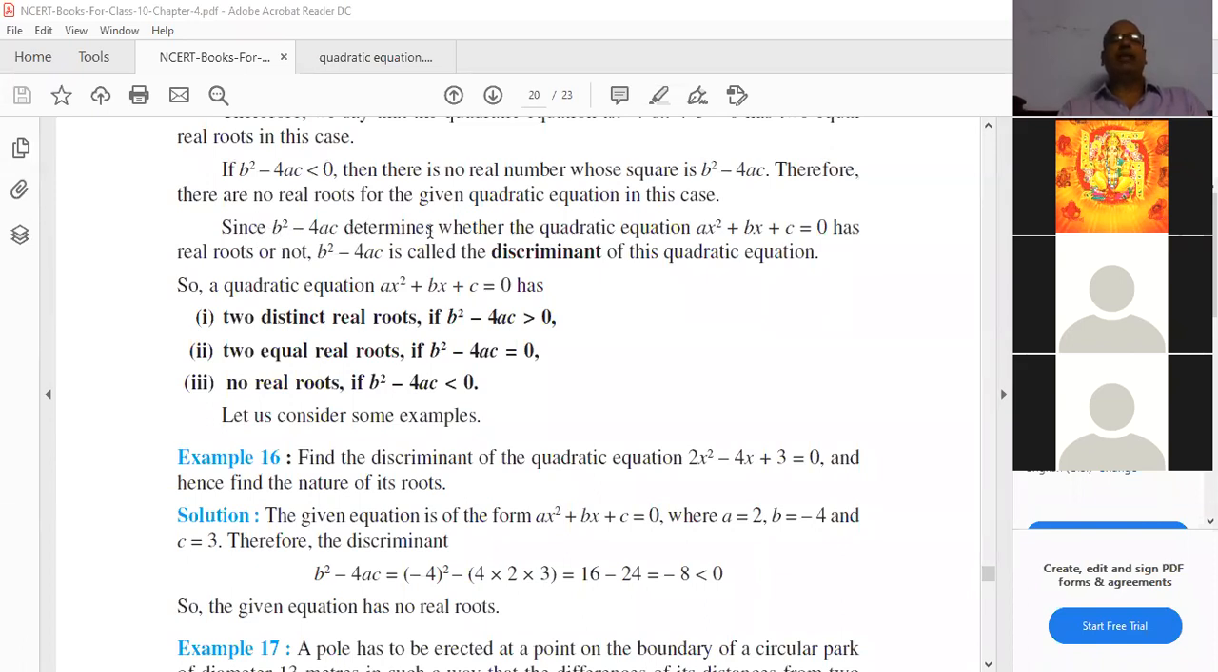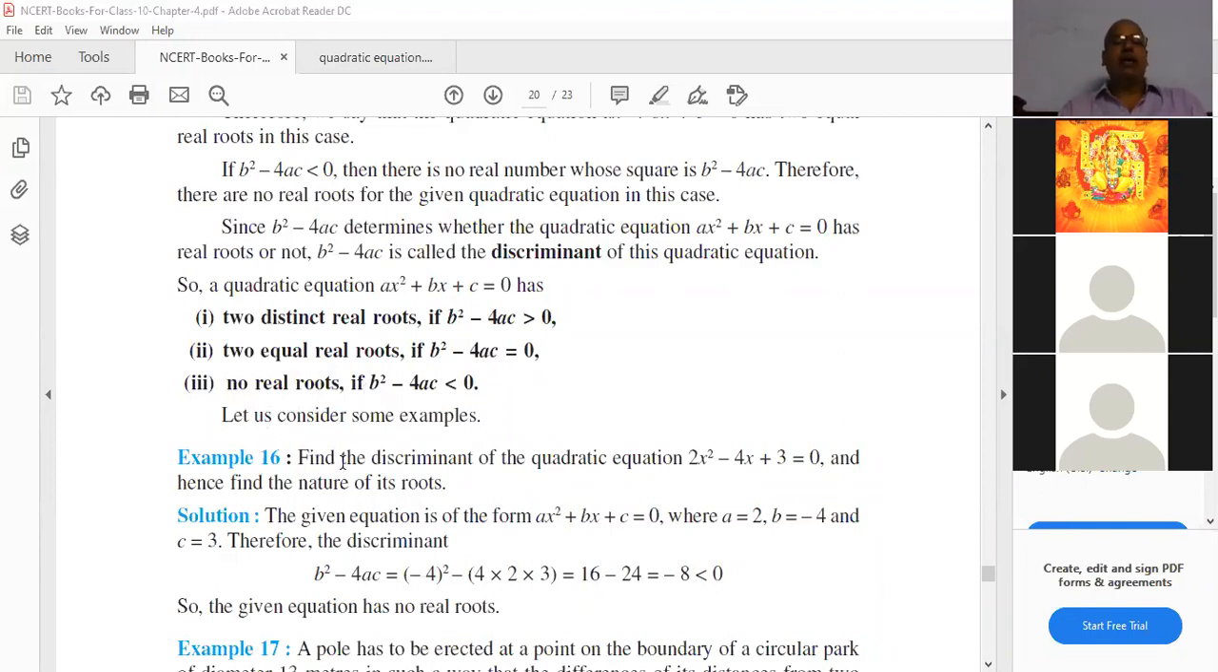Since b square minus 4ac determines whether the quadratic equation has real roots or not, b square minus 4ac is called the discriminant of this quadratic equation. So a quadratic equation ax square plus bx plus c equal to 0 has, first one, 2 distinct real roots if b square minus 4ac is greater than 0. Second, 2 equal real roots if b square minus 4ac is equal to 0. Third, no real roots if b square minus 4ac is less than 0.